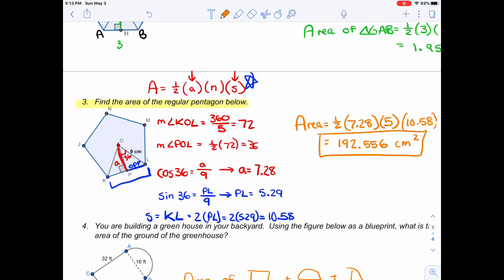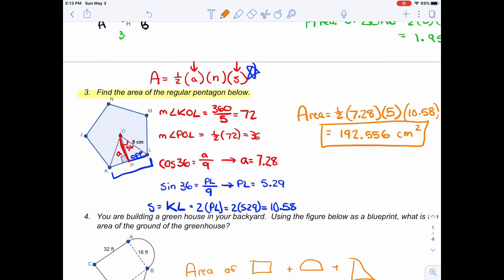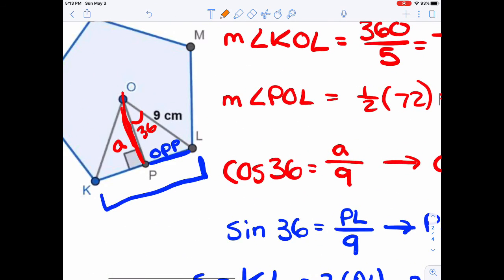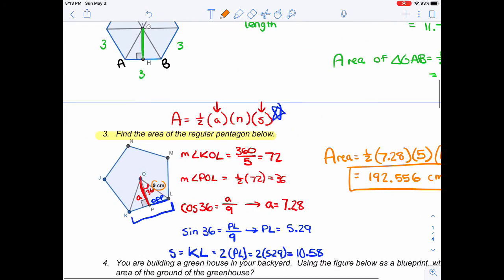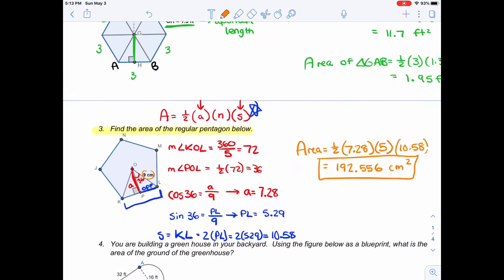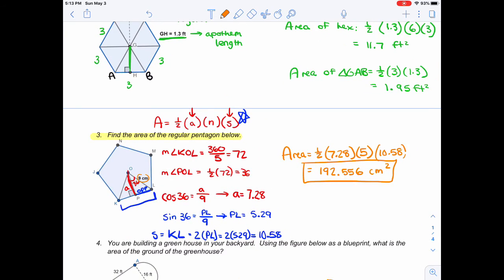Okay? So anytime you have problems like this, when you just have one item given to you in a regular polygon like this, that's when you're going to have to use that sine, cosine, and tangent again, okay? Obviously, if you have any questions at all or are confused on anything I did, please reach out and I will help you out as best I can, okay?